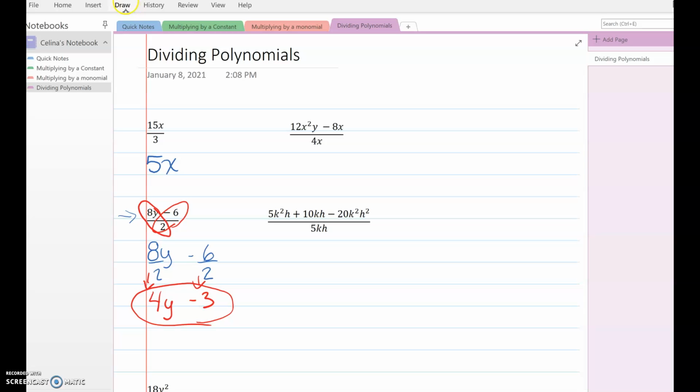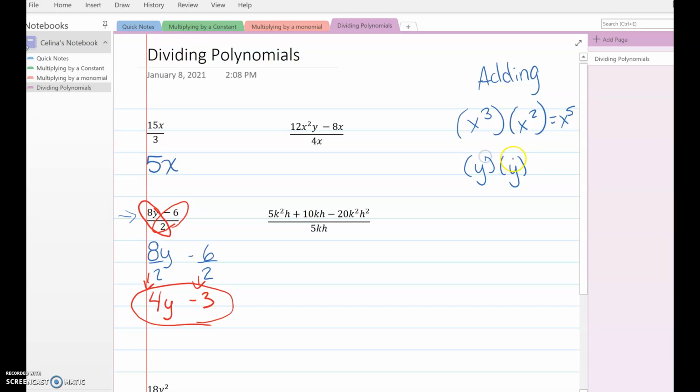Now, just like when we were multiplying by polynomials, when we were multiplying by those variables, what actually happened with those exponents is they were adding. So this ended up as x to the exponent of 5. Or if it was y times y, we can give them exponents of 1, and those exponents would add together to give you 2. So y is the exponent of 2. Dividing is similar, but we're not going to add. Instead, we're going to subtract those exponents.